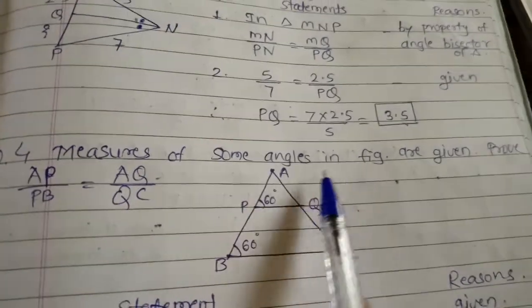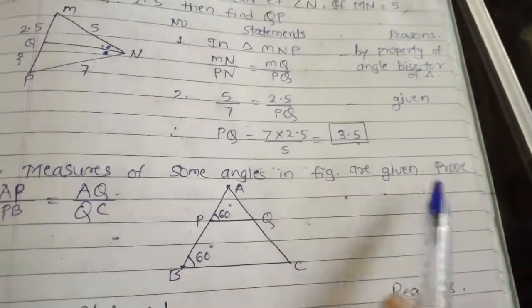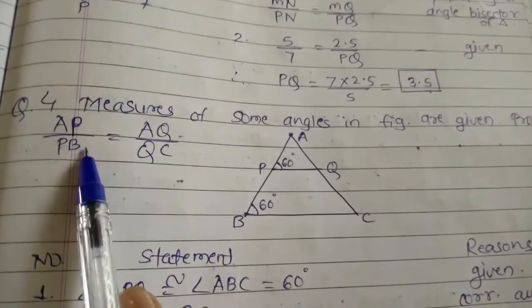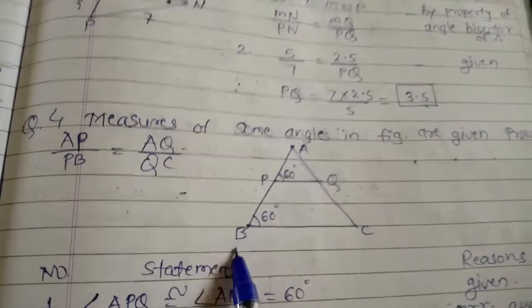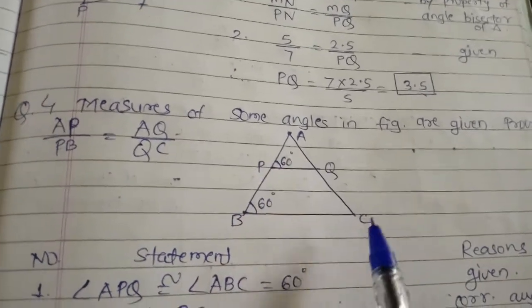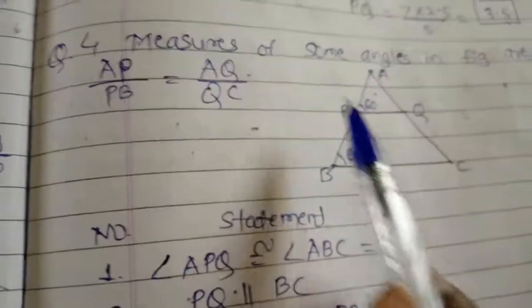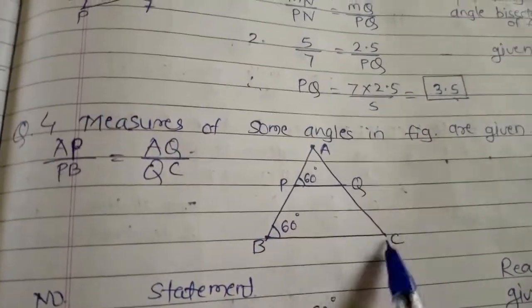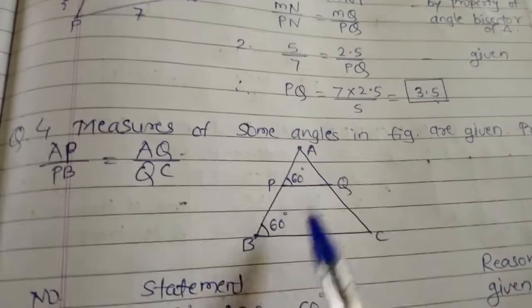So measures of some angles in the figure are given. You have to prove that AP upon PB is equal to AQ upon QC. See how we can prove. If we prove that PQ is parallel to BC, then we can easily say by BPT that these ratios will be equal.